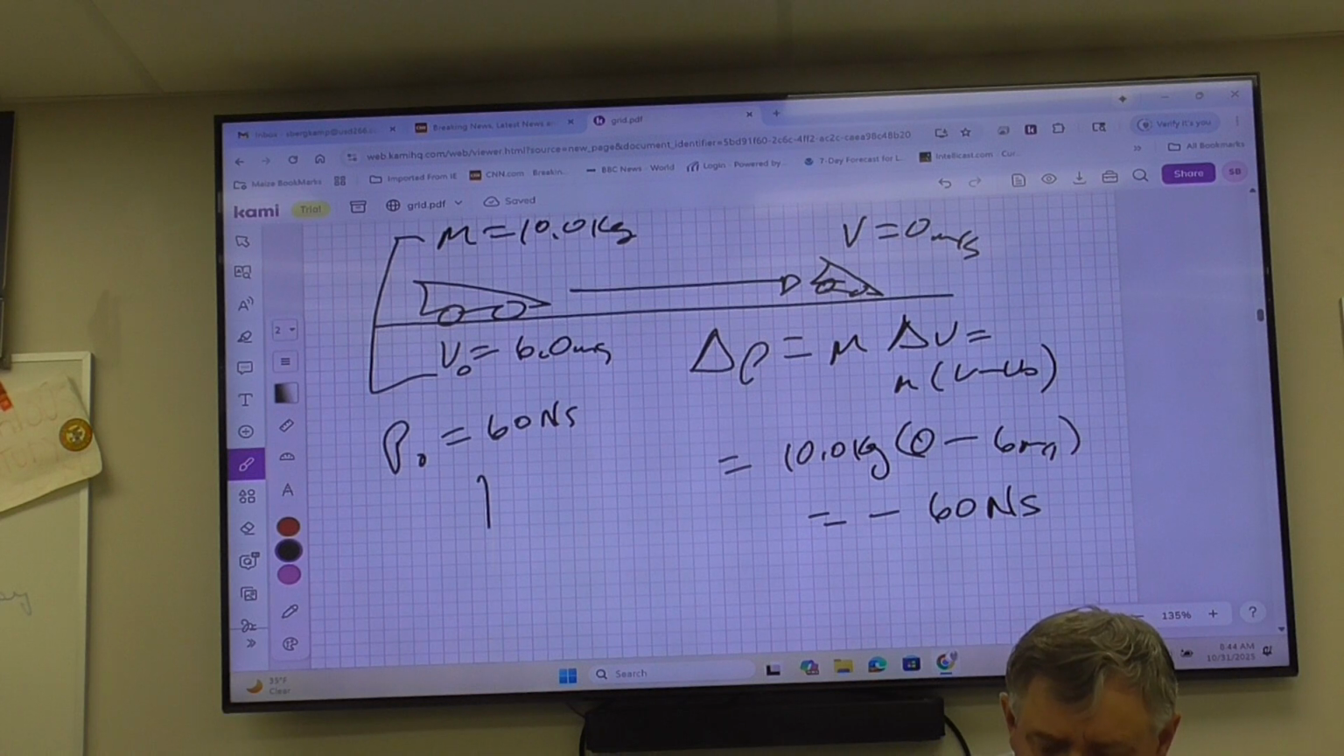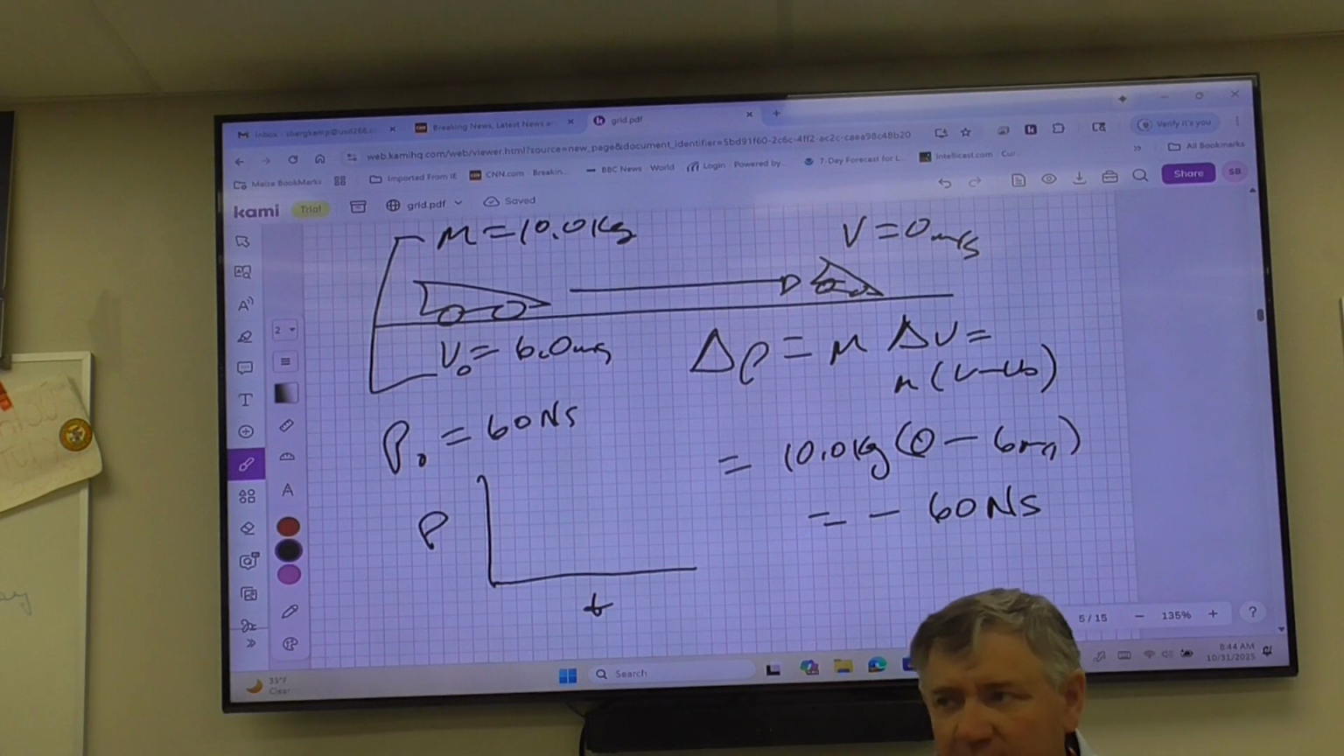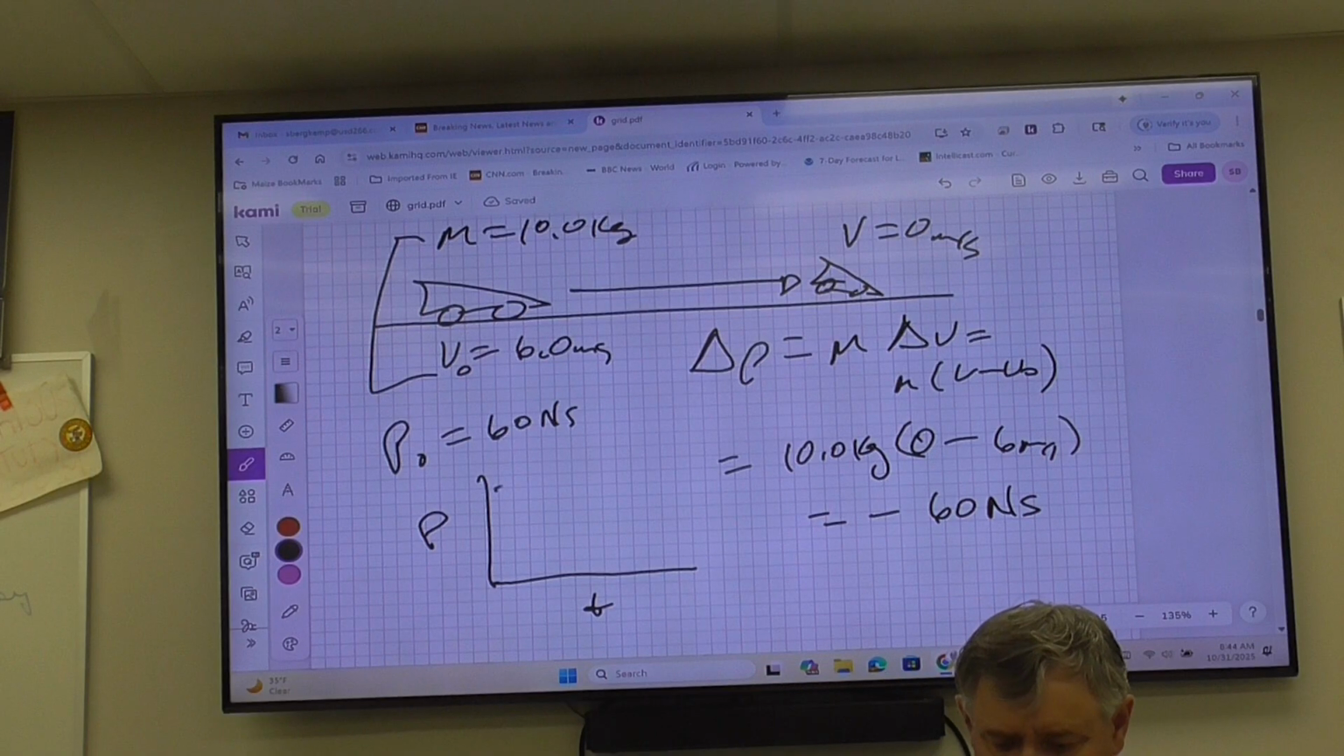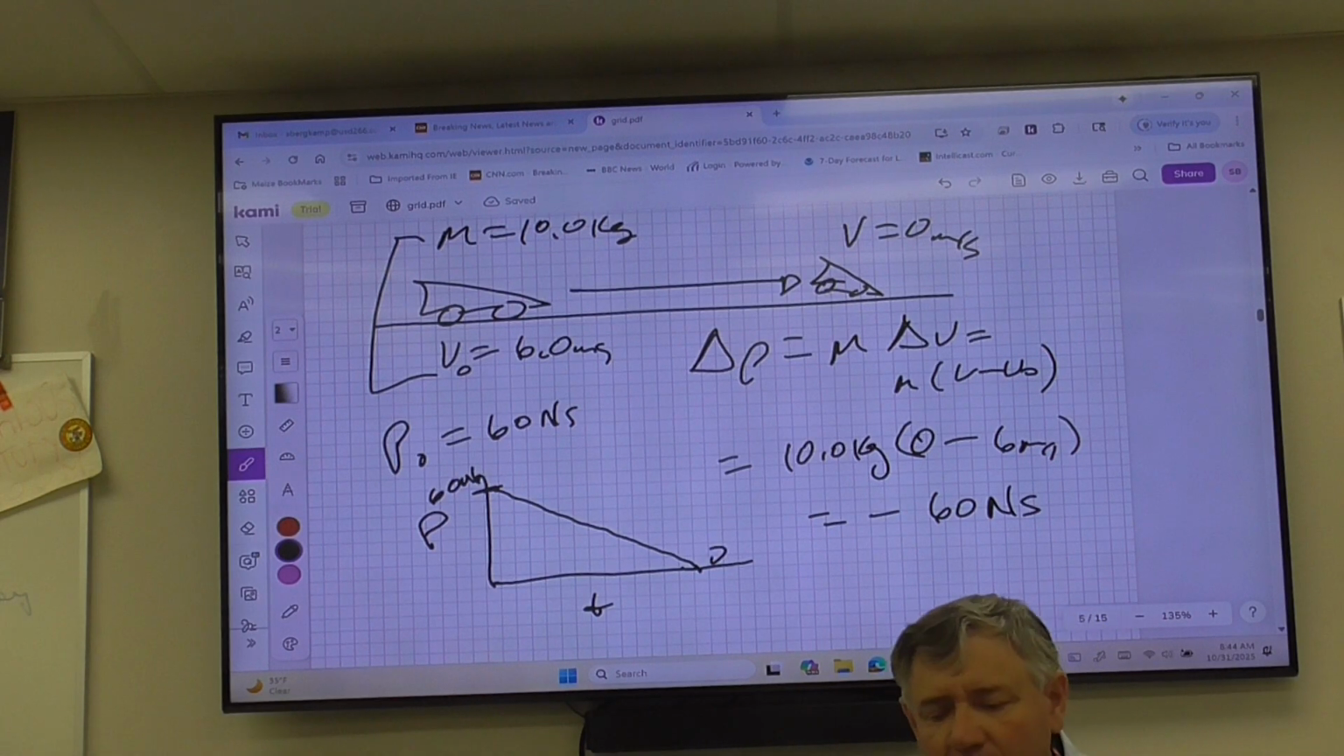Yep. So what would this look like on a momentum time graph? It starts at 60 and it's going to come down here like this, going to go to 0. At this point, could you find the slope of the line? No, we don't know the time. You don't know the time.